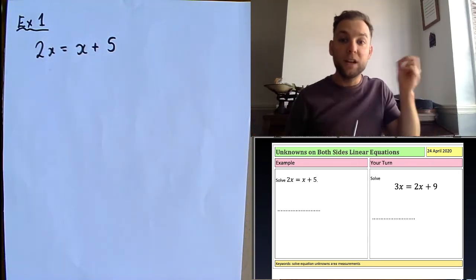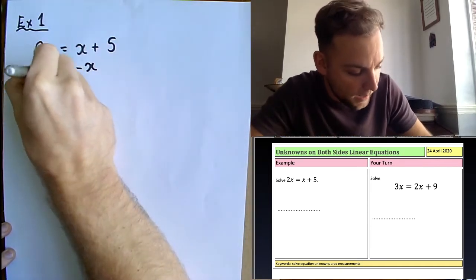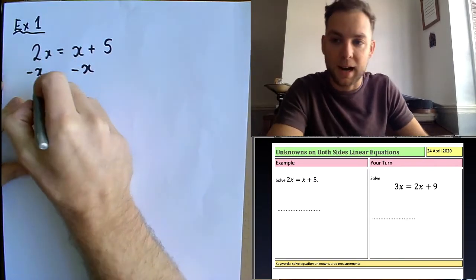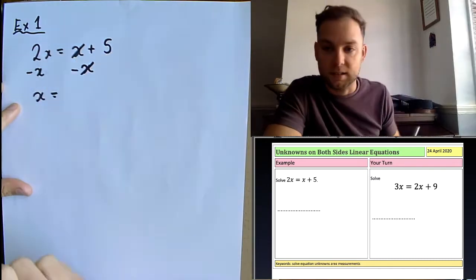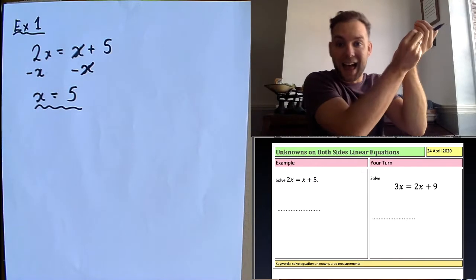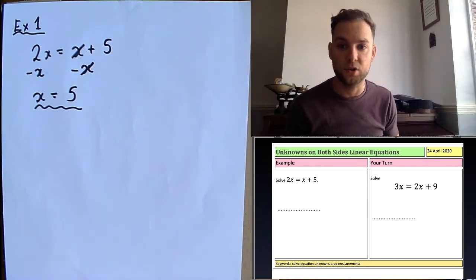And how do I get rid of an x on that side? Well, I get rid of an x on that side by minusing x and minusing x. So if I do 2x minus x, it's just equal to x. x minus x is nothing, so I just end up with x is equal to 5. So I've taken that x from that side to balance that equation. And then that's that question done.